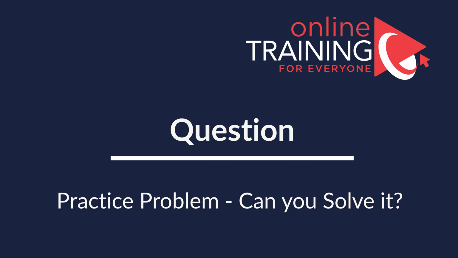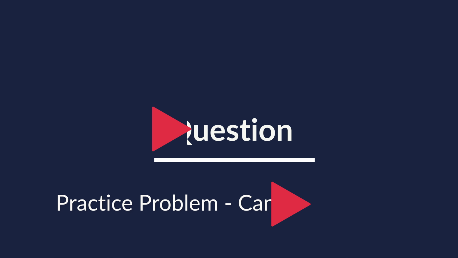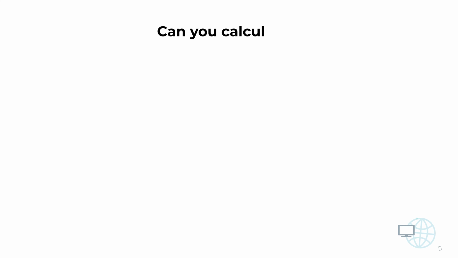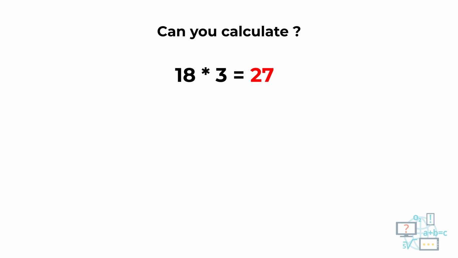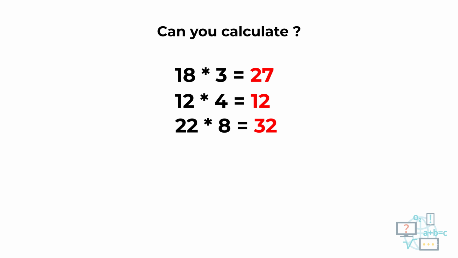And here is the practice question for you. You're presented with 3 full expressions and you need to calculate the missing number in the fourth expression. Here are 3 full expressions. 18 by 3 equals 27. 12 by 4 equals 12. 22 by 8 equals 32. And you need to calculate the result of 12 multiplied by 9.